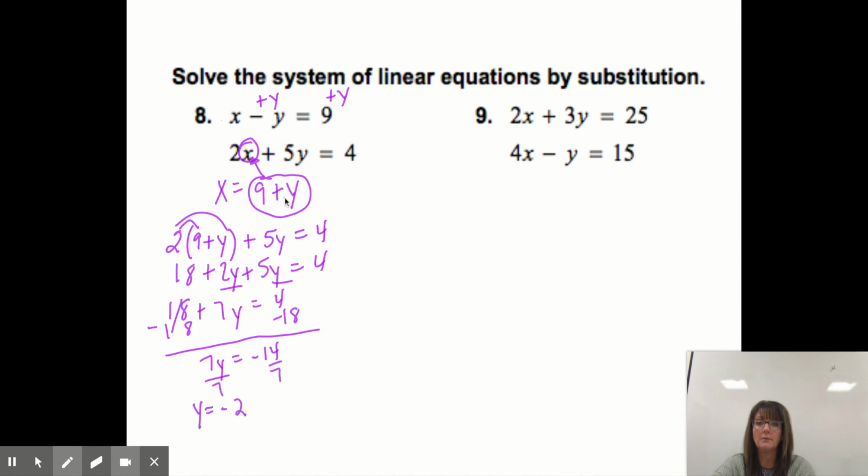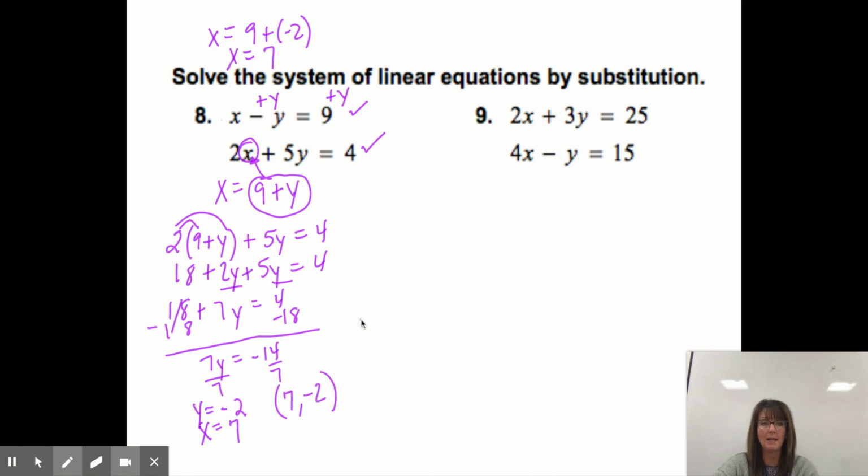Now, if y is equal to -2, we can come up here and say x is equal to 9 plus this -2, right? And that makes x equal to 7. So we have an ordered pair, 7, comma, -2 as our solution. Does it work? Is 7 minus a -2 equal to 9? Well, that's like 7 plus 2, it's 9, so it works for this one. Is 14 plus a -10 equal to 4? 14 plus -10 is equal to 4. So you could do some mental math calculations, okay?